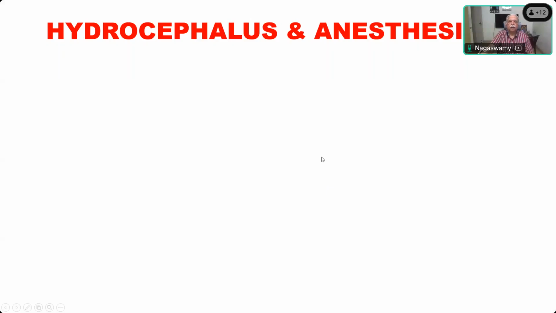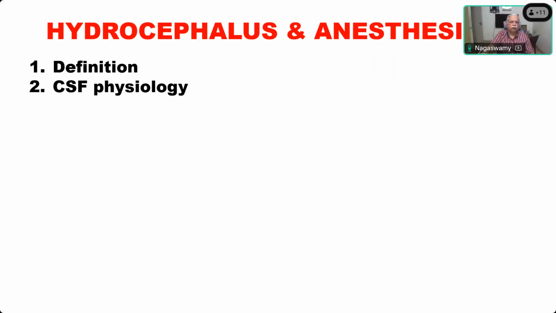Okay, so hydrocephalus and anesthesia. These are all the points that you have to remember in this particular case scenario when you go for exam. You must know the definition. You can be asked about the CSF physiology. How is it formed? Where is it formed? How does it circulate? What are the functions of CSF? So questions can be mainly on that.